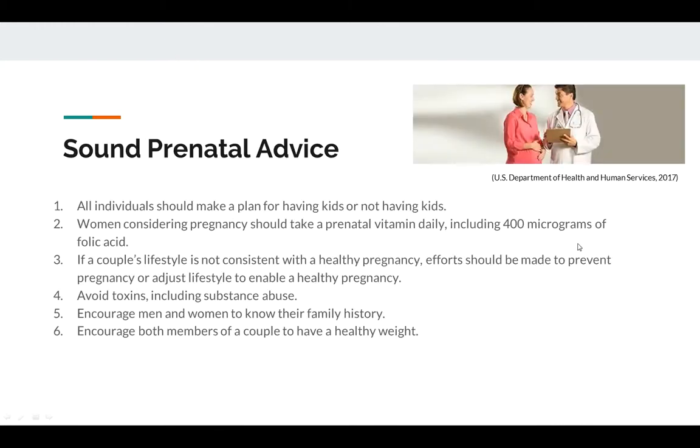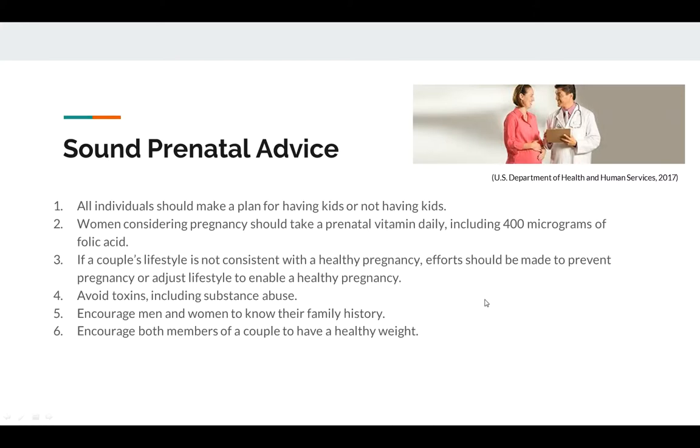So this is my 2 cents, and if you remember nothing else from this lecture, I want you to remember this. I want you to be talking about this with your patients because this is the big point. Everybody should have a plan for whether or not they are having kids or not having kids right now, or whether or not they plan to eventually, maybe in the future, or not at all. Women who are considering pregnancy need to take a prenatal vitamin, and that needs to include folic acid.